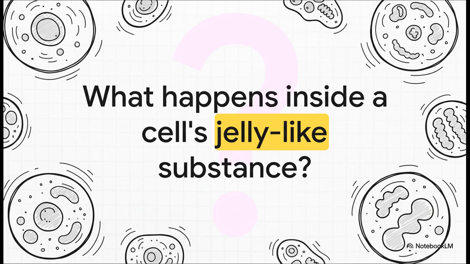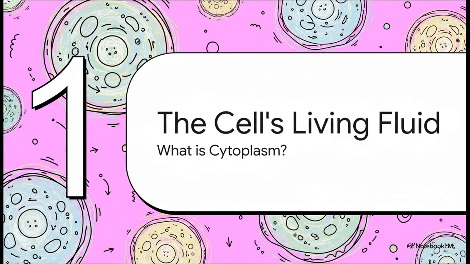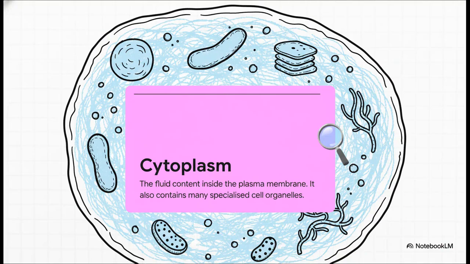Let's find out. All right, so to begin our exploration, we must first understand the setting, the main arena where all the cellular action takes place. And this setting is a substance known as the cytoplasm. So, what exactly is this cytoplasm? Well, as the definition says, it is the fluid content inside the plasma membrane. You can think of it as a jelly-like material that fills the entire cell.